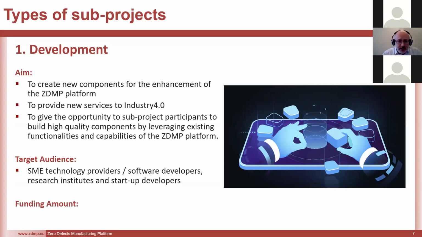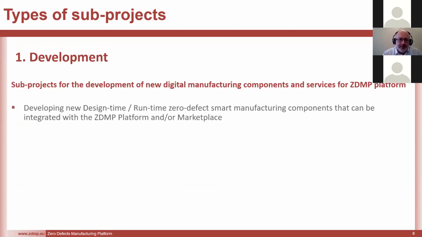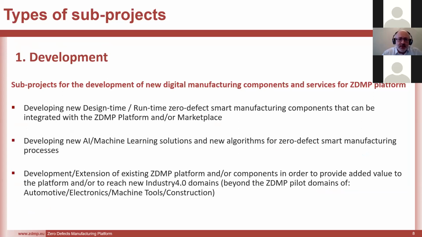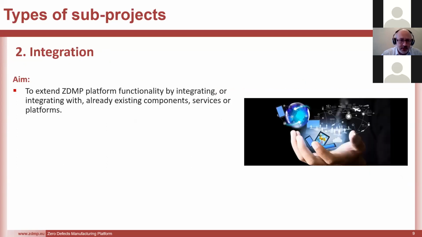This call is mainly targeting SME technology providers, software developers, and research institutes. The amount for all of these calls is between 50 and 150K. The development is, for instance, new design time, runtime, zero defect smart manufacturing components, or new AI machine learning solutions, or extending functionalities of the platform. This is not a prescriptive list. It's just some ideas of our view of this type of sub-project.